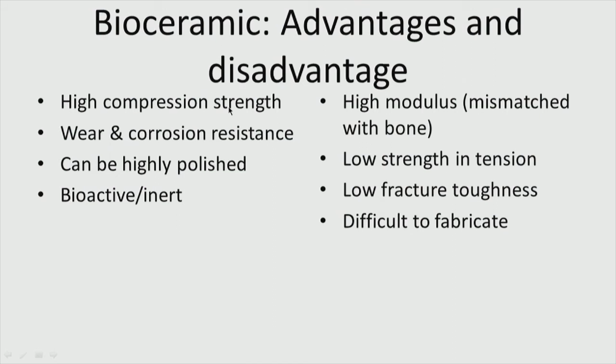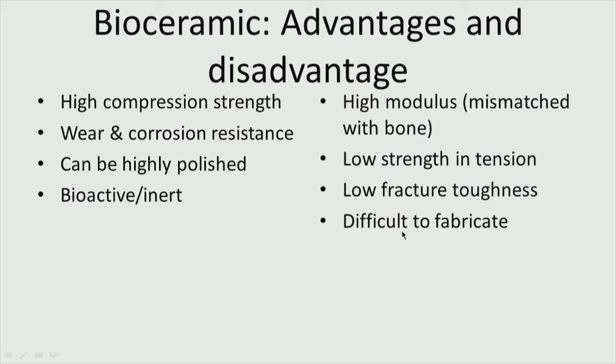Now, of course, they have some disadvantages. High modulus, so mismatched with the bone. The modulus has to match with the bone, otherwise you end up having stress shielding. That is why nowadays titanium based alloys are coming where the modulus is coming closer and closer to the bone. Low strength in tension, it just cannot take tension, it will just snap. Low fracture toughness, that means if there is a crack, it propagates very fast and the material will break, whereas if there is a crack in a metal, it has very high fracture toughness and the metal will still survive for a very long time.